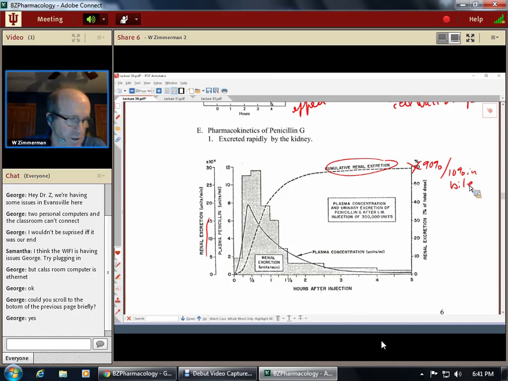What else do we see here? A pretty quick excretion. Look at the plasma concentration here. We've got a peak. And notice this is an intramuscular injection. It wasn't IV. So as it's being absorbed, some is already being excreted when it gets excreted this quickly. What we see is a half-life somewhere on the order of 30 minutes.